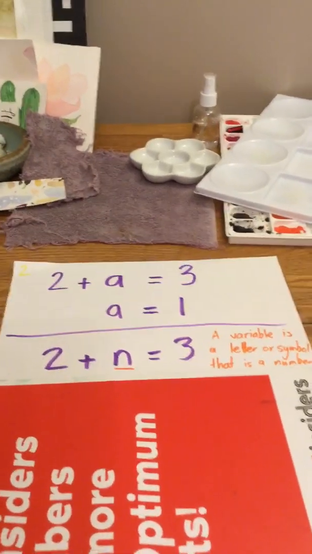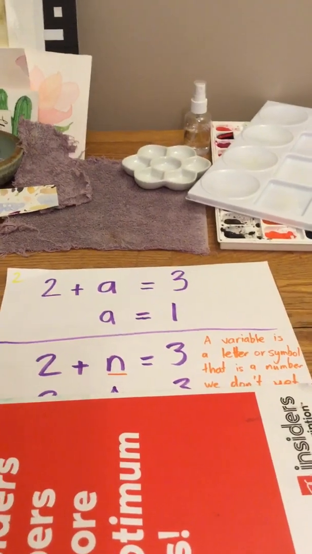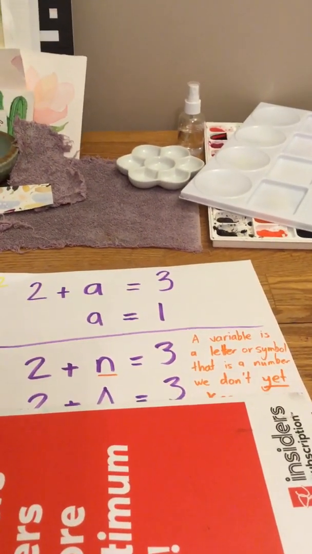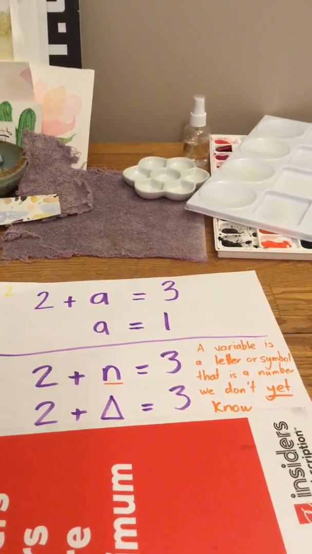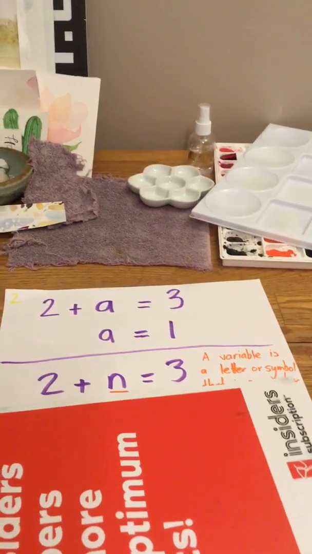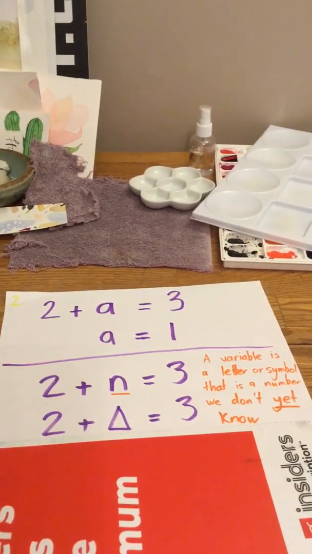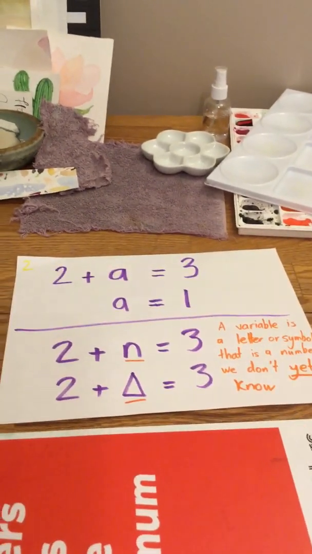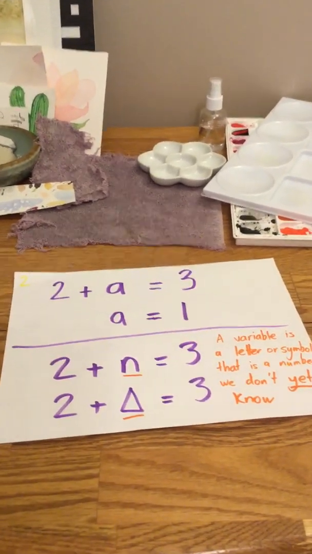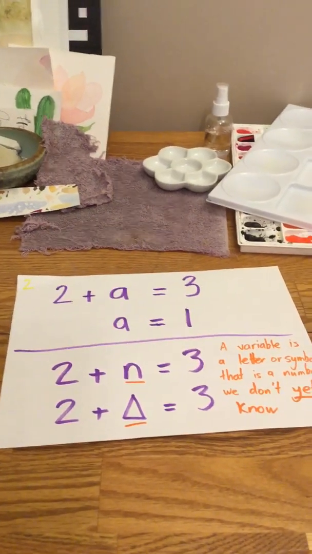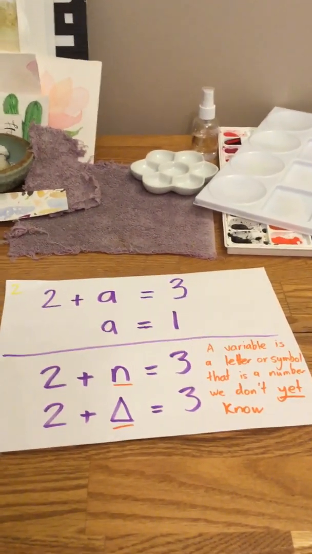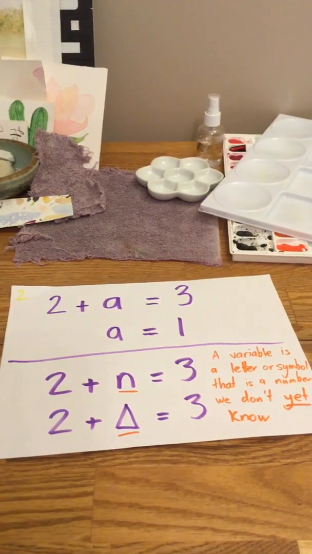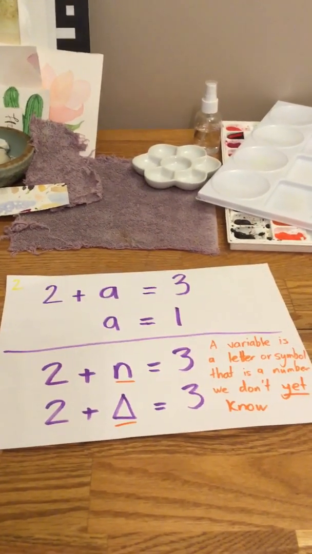Okay, so 2 plus n is equal to 3. A variable is a letter or symbol for a number that we don't yet know. So 2 plus n is equal to 3, or 2 plus a triangle is equal to 3. It's the same thing. It doesn't matter what that letter is, or if it's a symbol or an X or a Z or a T. A letter or a symbol represents a number that we don't know.